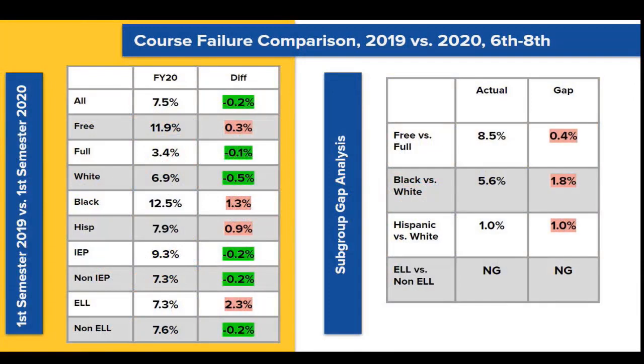The next one, course failure. This is for just middle school, 6th through 8th grade, that we're sharing tonight. It did tick down by 0.2%, which has been a goal for our middle school team to really focus on. Some subgroups to share, again, IEP, ticked down, not large numbers there, but a little bit of green. Subgroup gaps on the right-hand side are not what we want as far as closing the gap, so some of those grew. NG means no growth, so no change in the gap there.